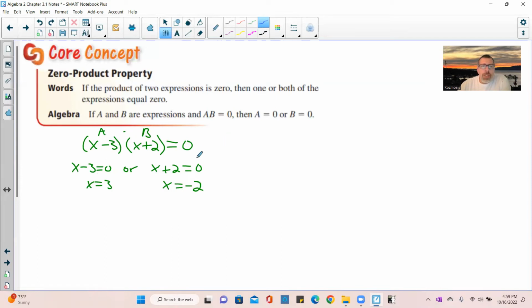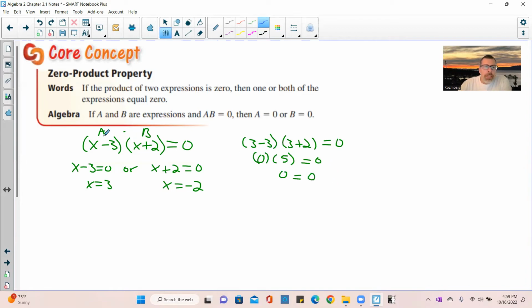So if I plug 3 into this now, so then it would be 3 minus 3 times 3 plus 2. And that has to equal 0. Well, 3 minus 3 is 0. And 3 plus 2 is 5. And 0 times 5 is, in fact, 0.